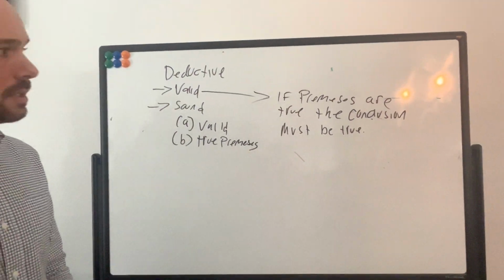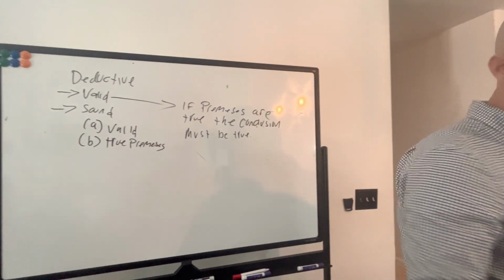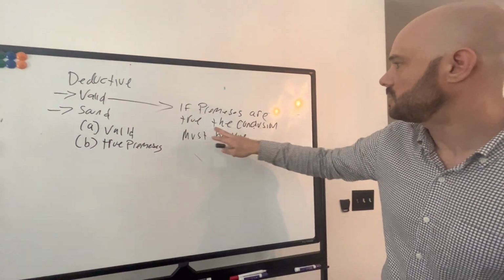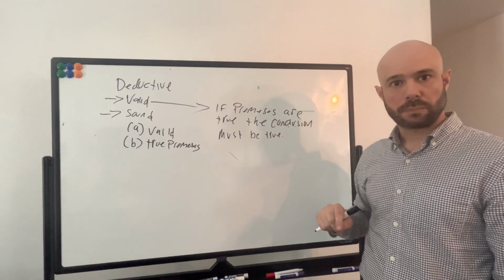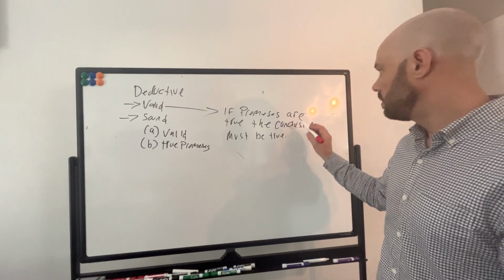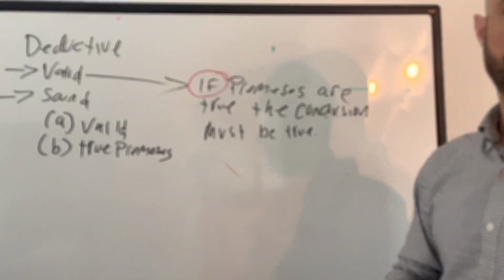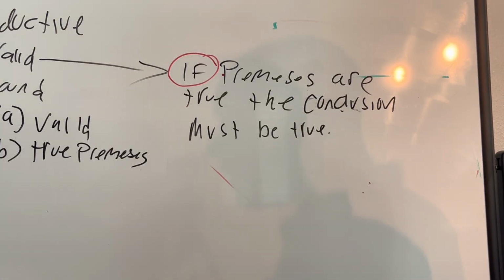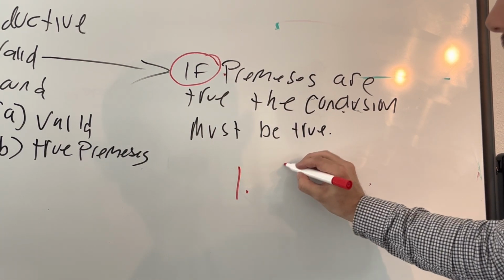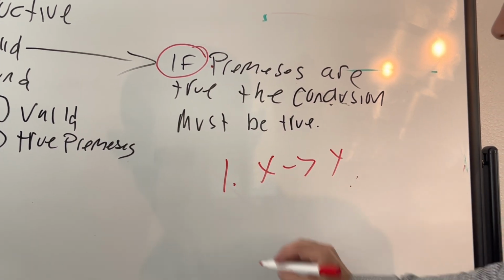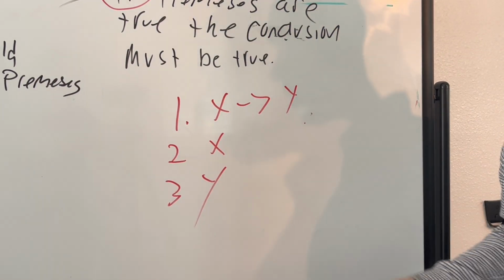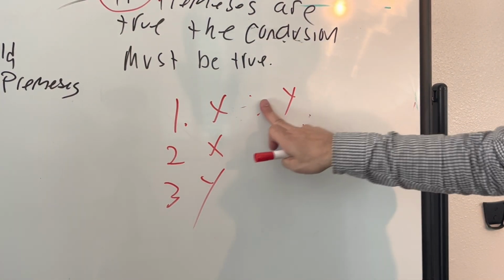Okay. So I want you to notice something about the definition of validity. It says if the premises are true, then the conclusion must be true. It doesn't say anything about the premises being true themselves, right? It says if the premises are true. So I want to show you a valid argument without any words. This is a valid argument. Let me make this a little bit clearer.